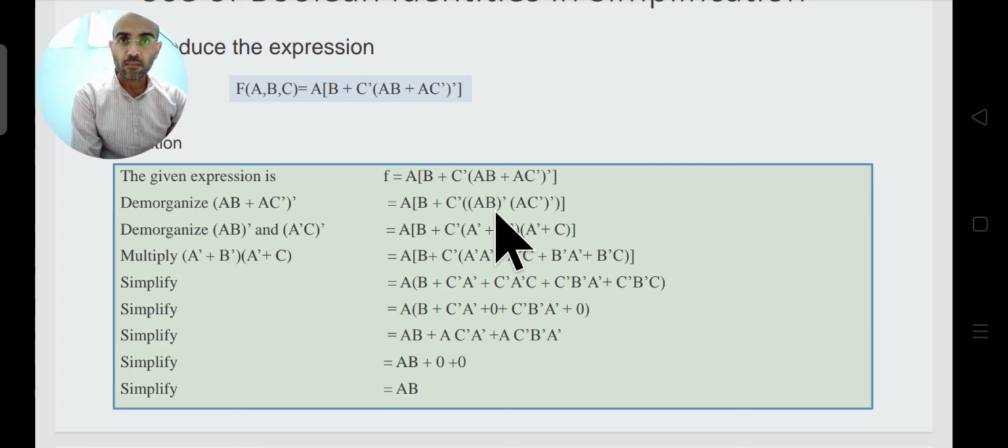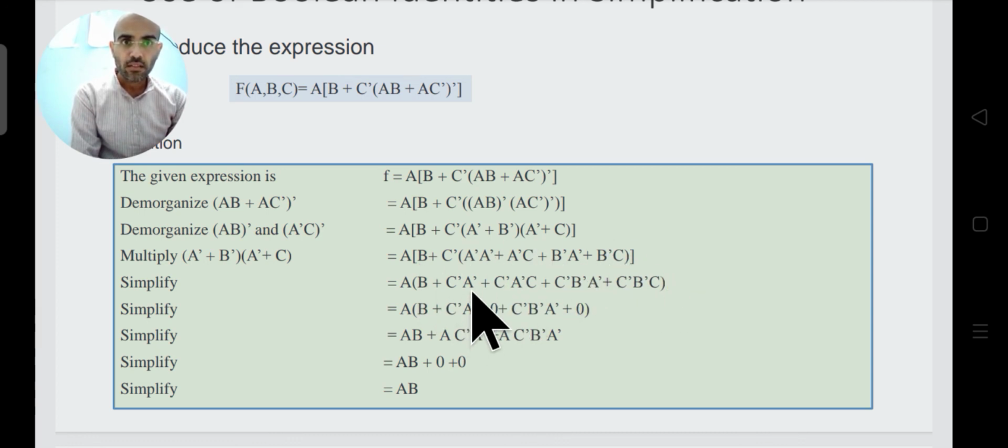So again De Morgan's. Again you can break the bar and invert the operator, the same thing we have done here. We De Morganized it. Then now multiply them. So after multiplying we get this expression.